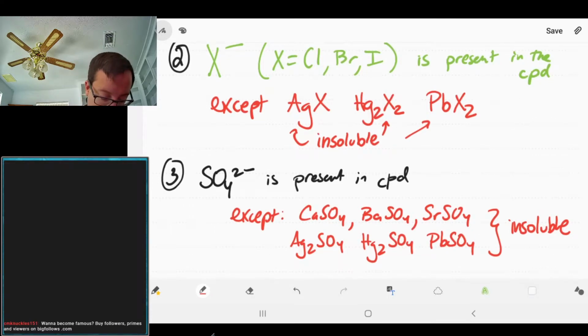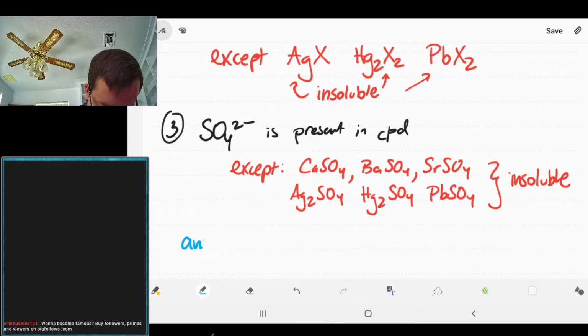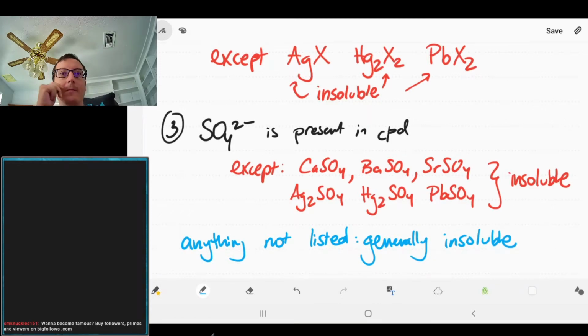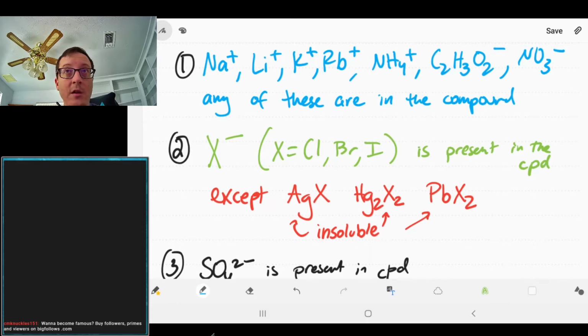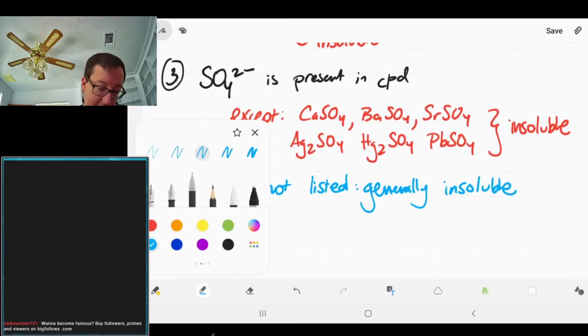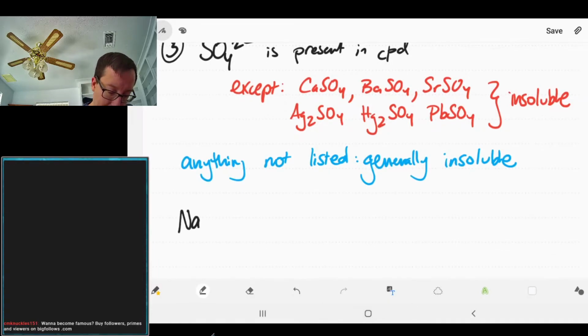So anything that's not here is generally regarded as insoluble. So 3 rules for things that are soluble, and we're going to assume that everything else is insoluble. With those rules, we do have a few exceptions. So, if we want to do a couple of examples, we can look at some of these.